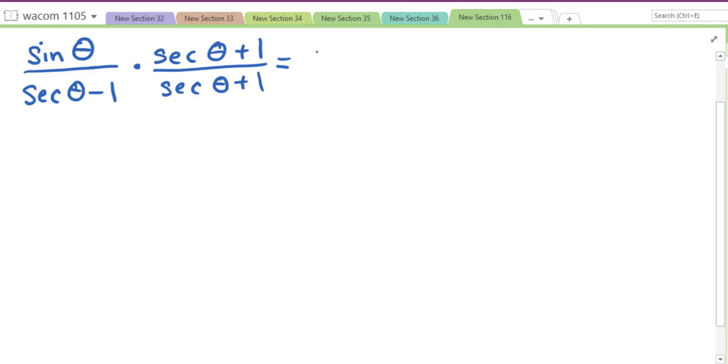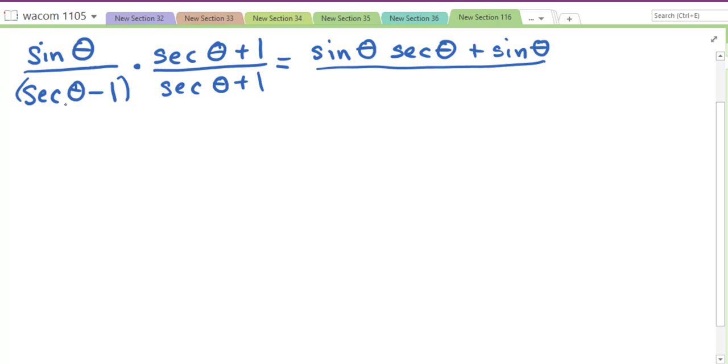So we'll just write sine theta times secant theta, and we'll leave it like that for now. And sine theta times 1 will be sine theta. All right, on the denominator, we have conjugates to multiply. So we can use the little shortcut. The outside and inside are going to cancel from FOIL. So we can just do secant squared theta minus 1.